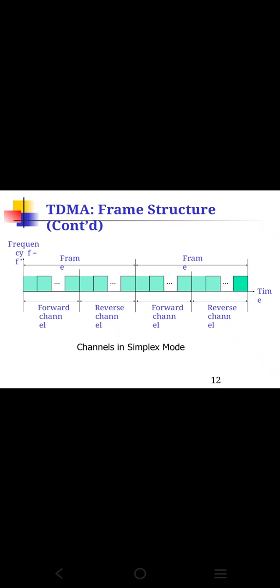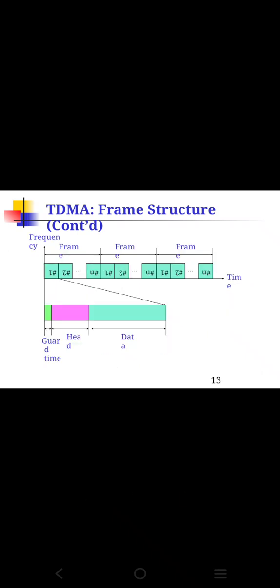So this is the frame structure, how the forward channel and reverse channel are framed. Here, as I said, the guard band is given, the header is given, and the data is given. When you take time division multiple access and a single slot, that is a single data, it is transmitted with the guard band at the front, followed by the header and then the data. Likewise, all the data using time division multiple access are transmitted.